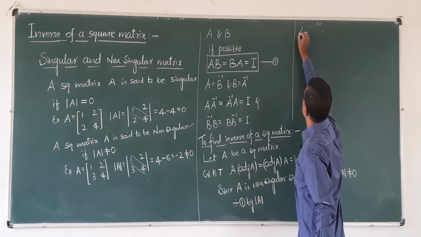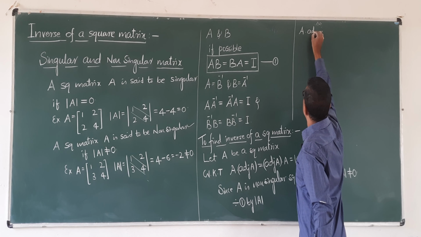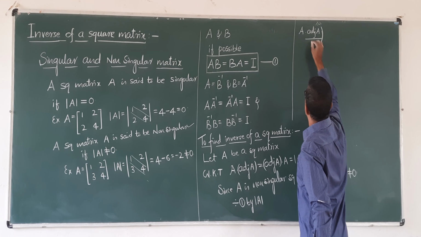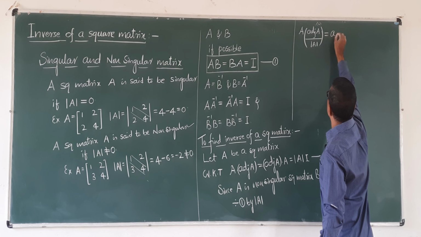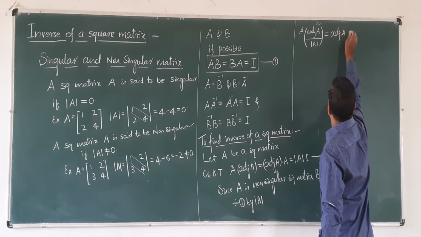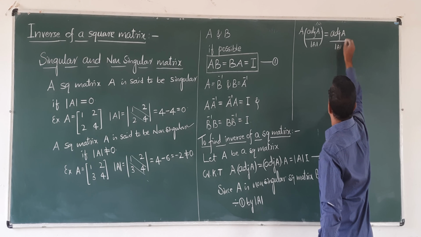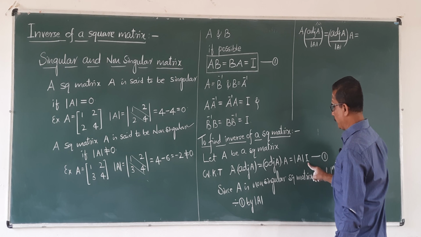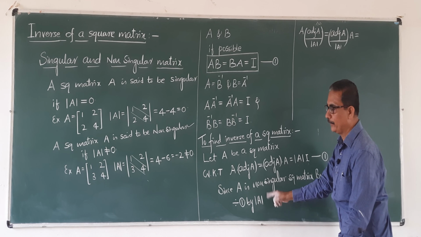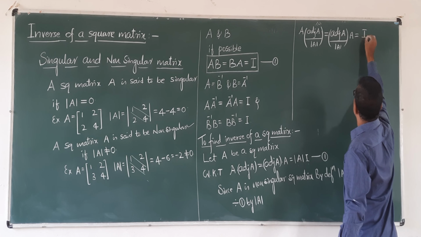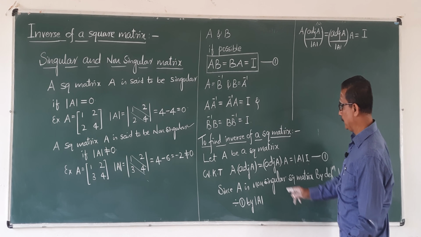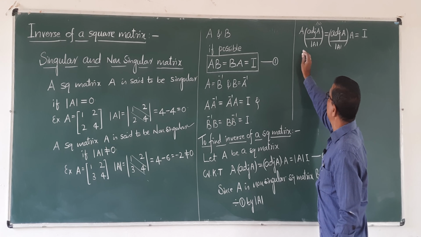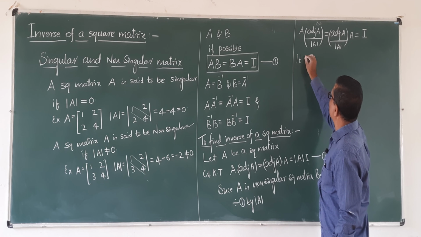See what happens. Dividing term by term, A into adjoint of A divided by determinant of A is equal to adjoint of A divided by determinant of A into A, which is equal to determinant of A into I divided by determinant of A. Cancel, that is I. Correct? We divided term by term by determinant of A. Now clearly it is in the form.